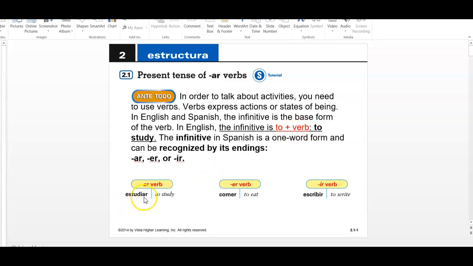So example here, you have estudiar, ends in AR. Comer ends in ER. And escribir ends in IR. So that's how you know that it's an infinitive. Okay.